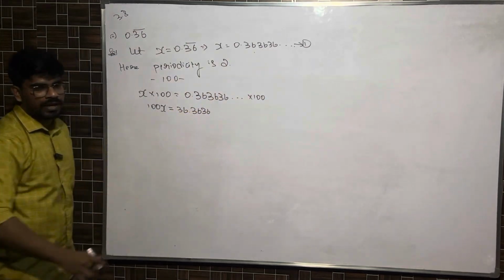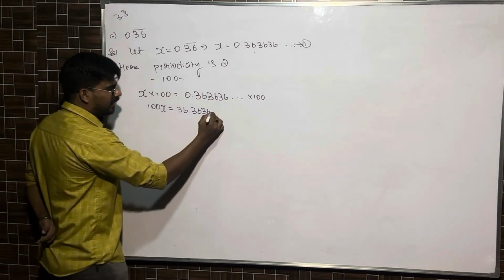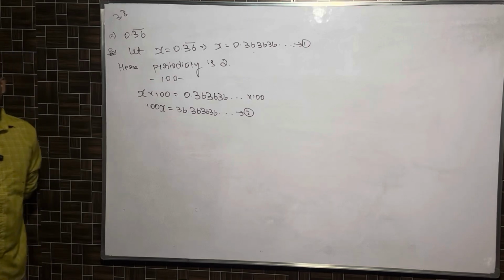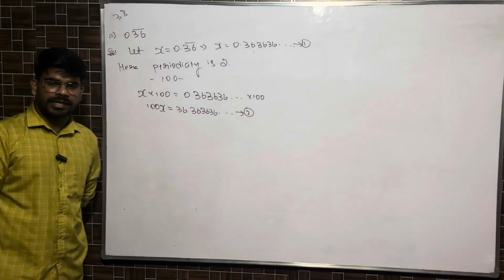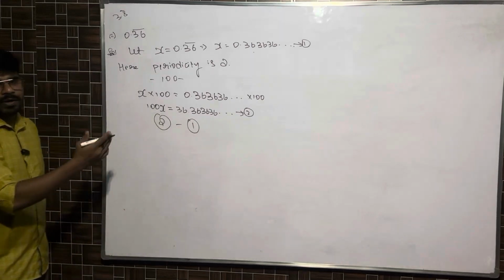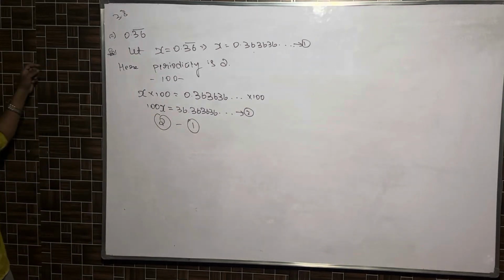In equation 2 also we have to maintain the similarity, 36. This is considered to be equation 2. Obviously, equation 2 is bigger than equation 1, so subtracting 2 minus 1. Subtract equation 1 from 2, you can write. I am just saving a little time.